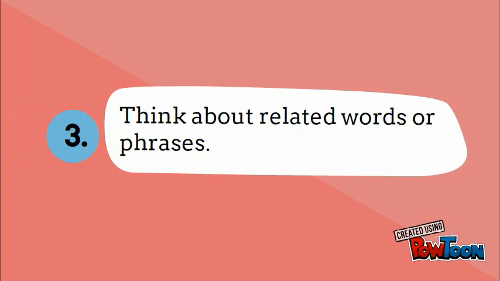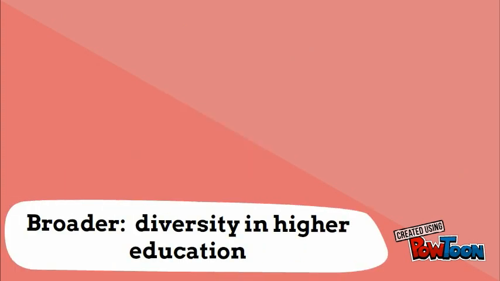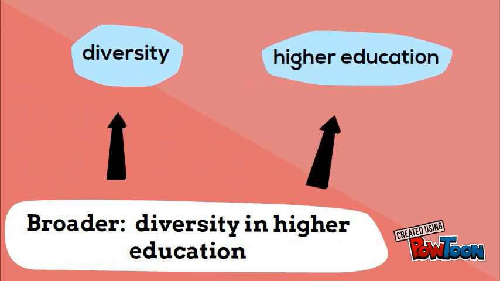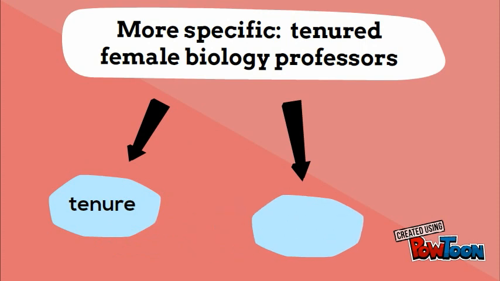One way to come up with related words is to think about your research question in both broader and more specific terms. For example, our research question falls under the broader topic of diversity in higher education, so diversity in higher education can be keywords. You could also make your question more specific. For example, we could examine tenured female biology professors and add tenure and biology to your keywords.